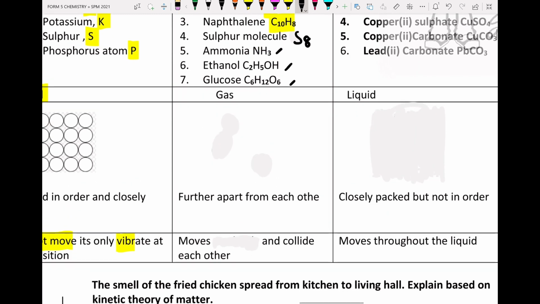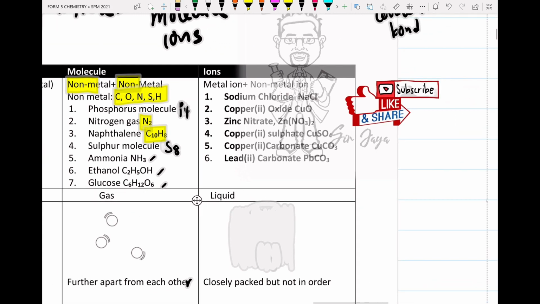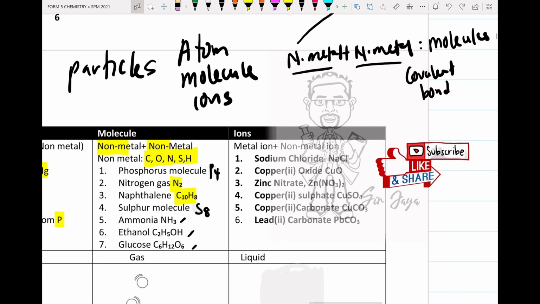Most of the molecules exist as gas, so the arrangement of the particles will be further apart from each other. The movement of the particles that exist as a physical state in gas is moving randomly and colliding with each other. Next will be ion. Ions are made up of metal plus non-metal.